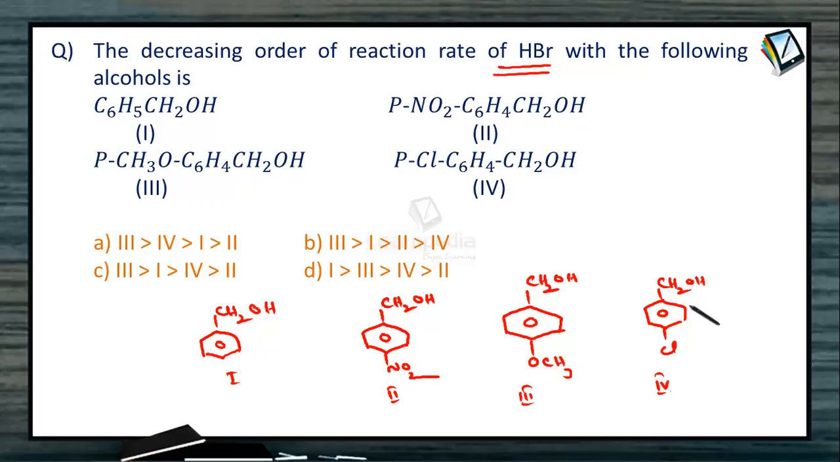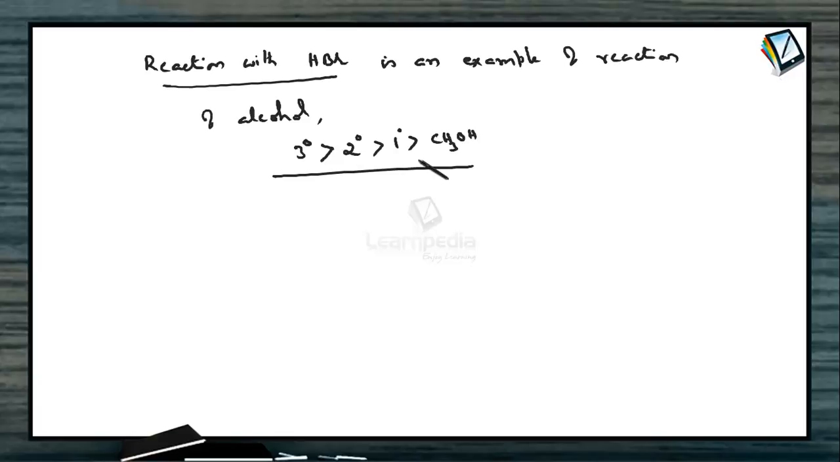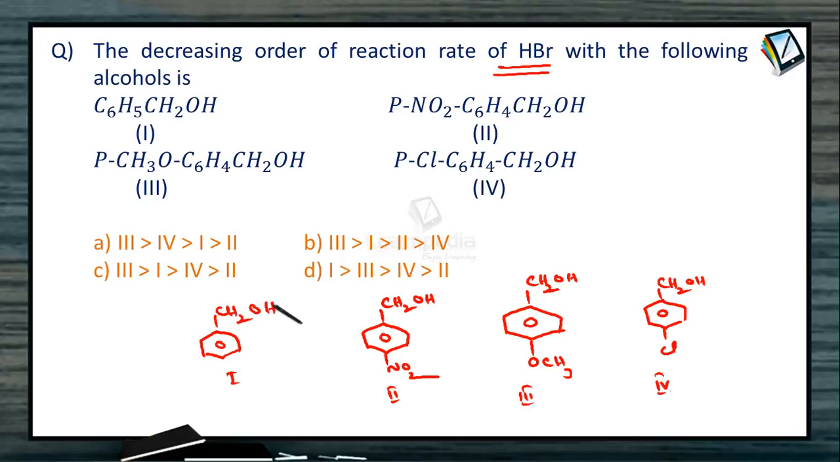So these four alcohols are allowed to react with HBr. And you know the reaction with HBr is an example of reaction of alcohol which follows the order: 3 degree alcohol undergoes the reaction faster than 2 degree alcohol, than 1 degree alcohol, than methyl alcohol. And here if we observe the options given, the difference we find is that this is benzyl alcohol and these are also benzyl alcohols with different substituents in the para position.